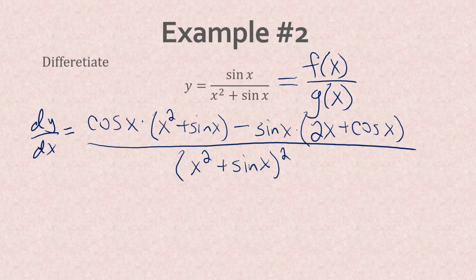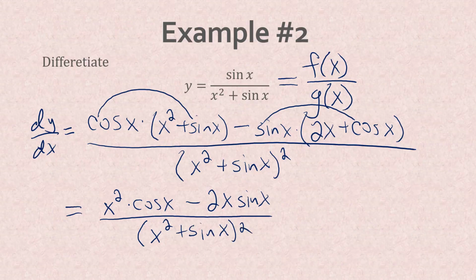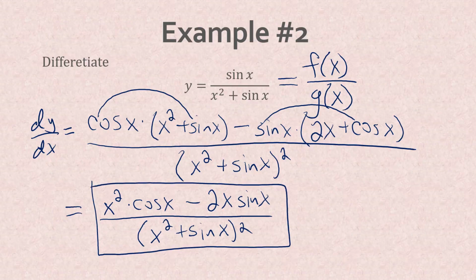And there's not much simplification that's going to go on here, other than you can see this cosine x sine x and this minus cosine x sine x are going to cancel. And so in the end, you're just going to get x squared times cosine x minus 2x times sine x, and that's all over it's still that same denominator squared. And that gives us the derivative of our rational function, which had sines in it.